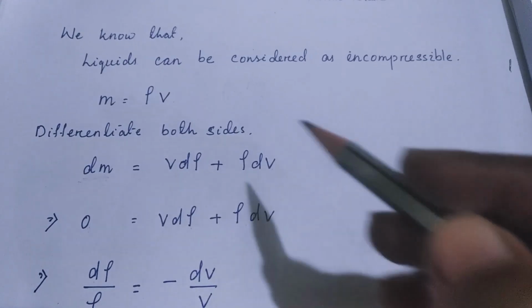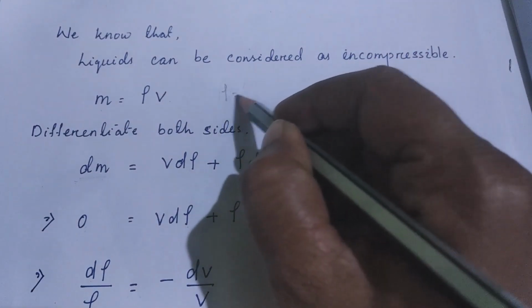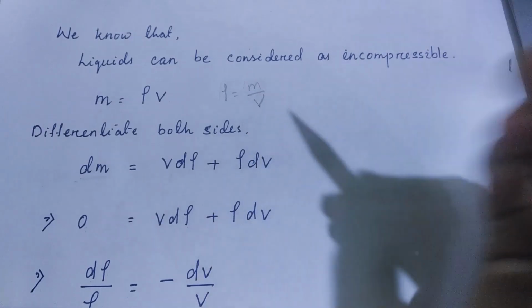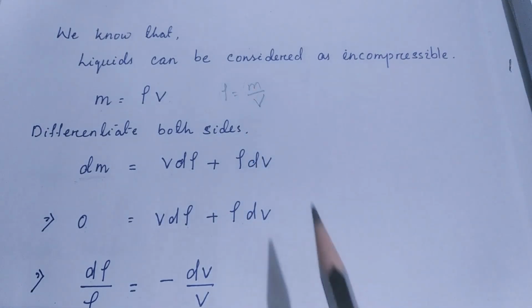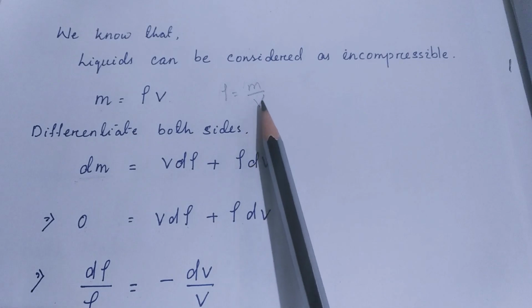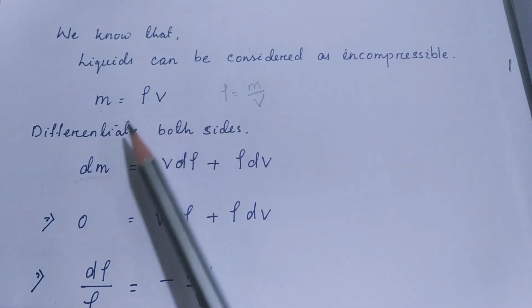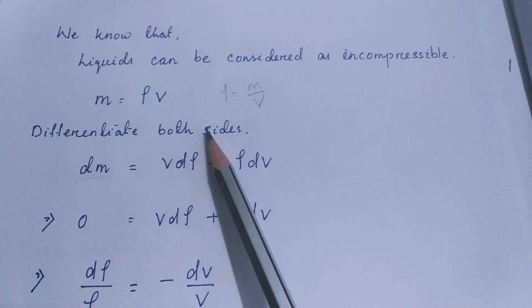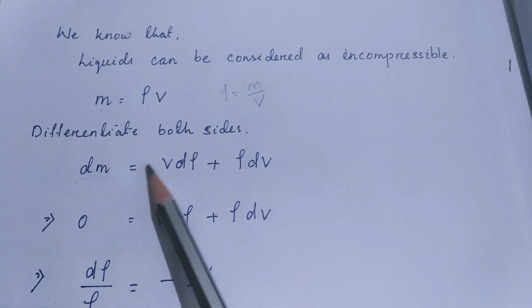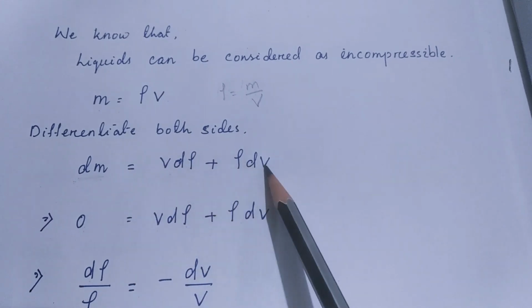We know that density equals m by v. If we consider density equals m by v and rearrange this expression, it becomes m equals rho v. Now differentiate both sides. So it becomes dm equals v d rho plus rho dv.